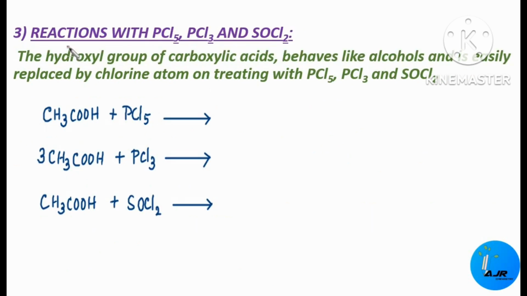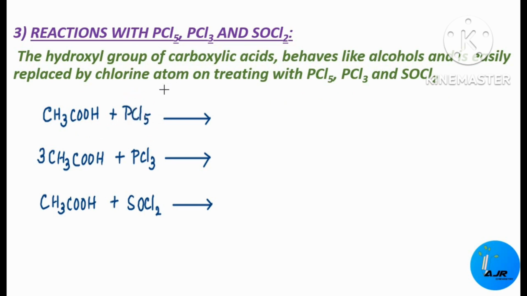Understood, students? Next is a reaction with phosphorus pentachloride, phosphorus trichloride and SOCl2. Okay, so the hydroxyl group of the carboxylic acid behaves like alcohols and is easily replaced by chlorine atom on treating with PCl5, PCl3 and SOCl2. Okay, so let us see the reaction how it's happening with PCl5.